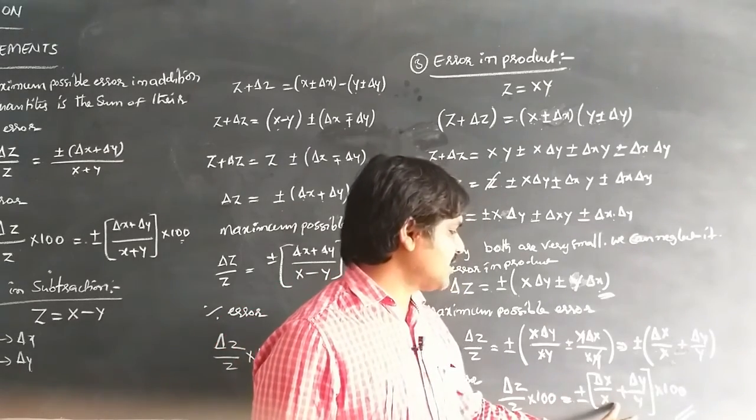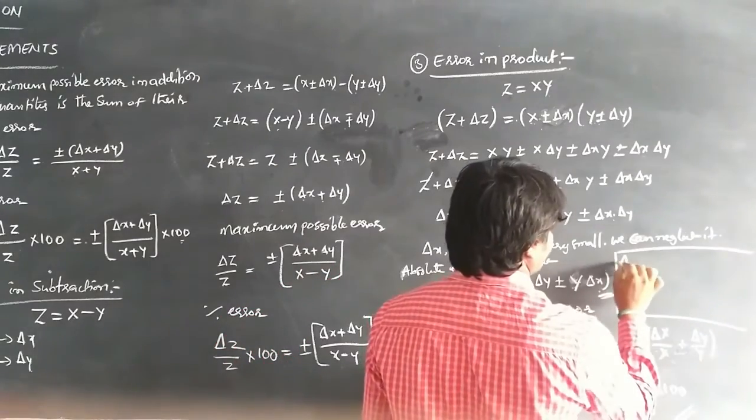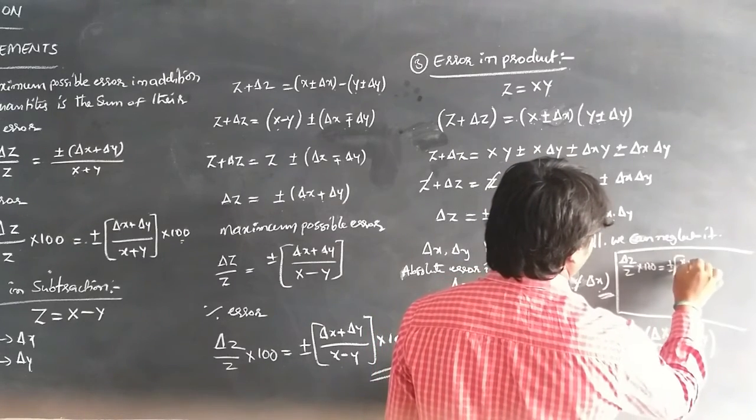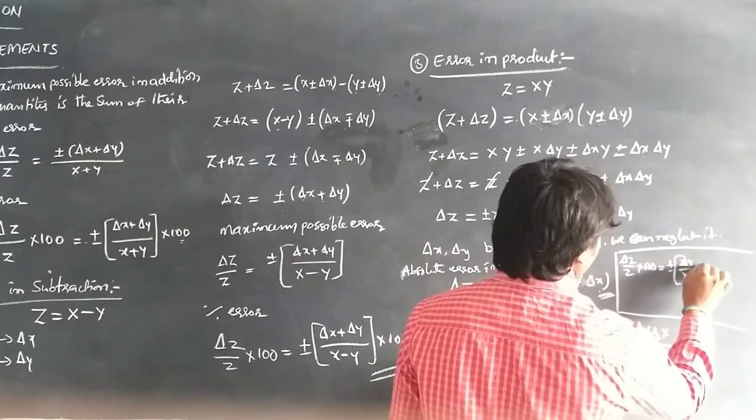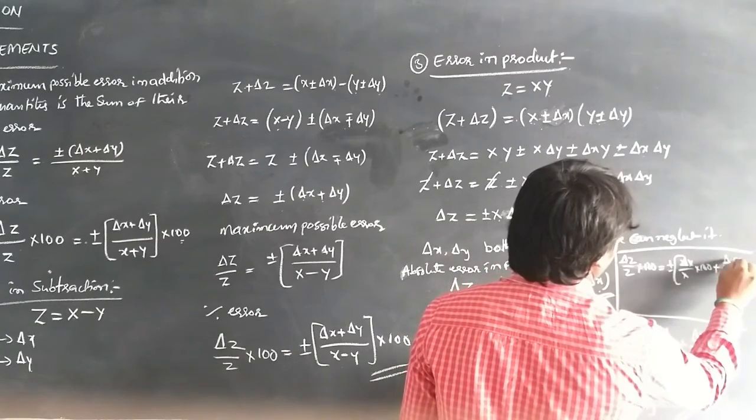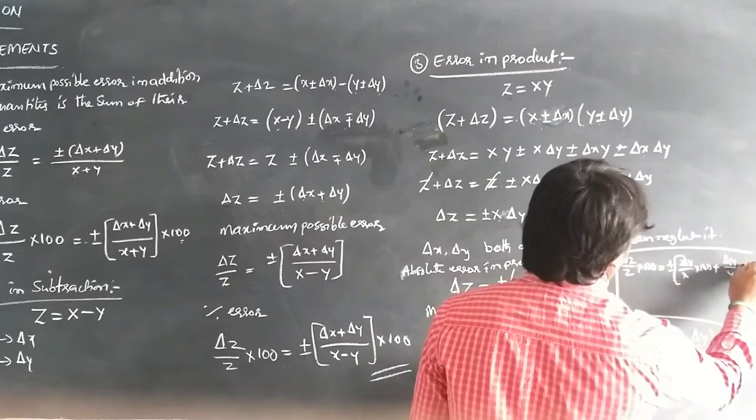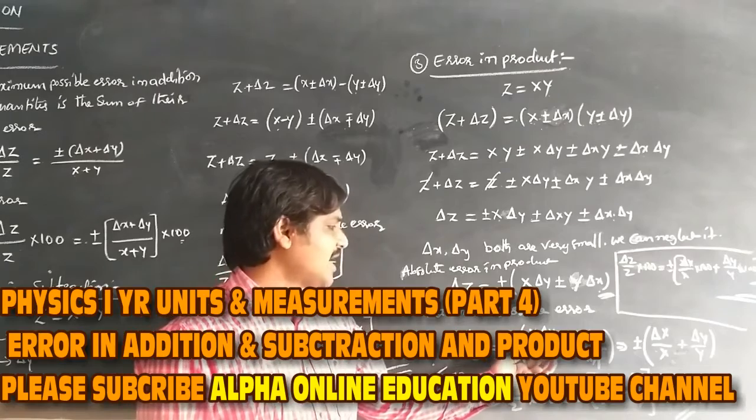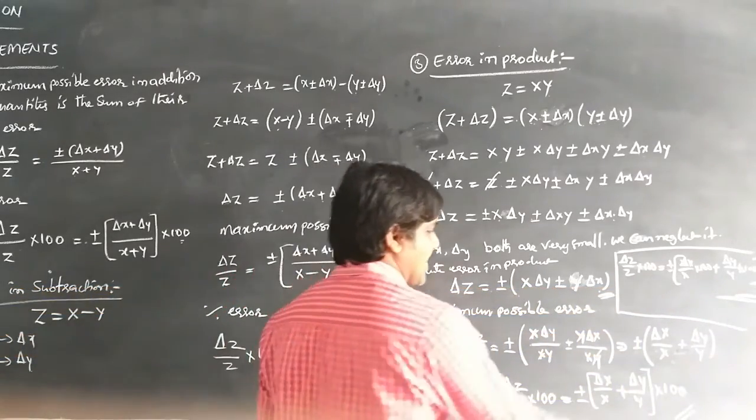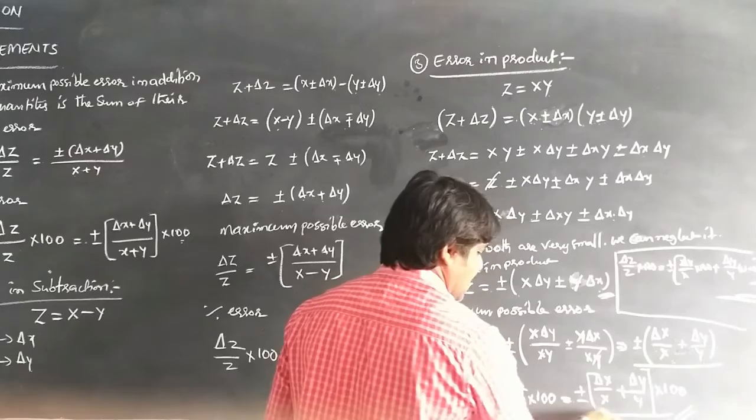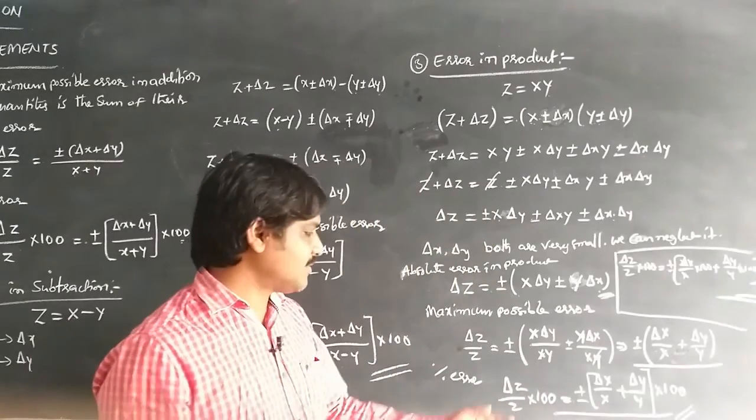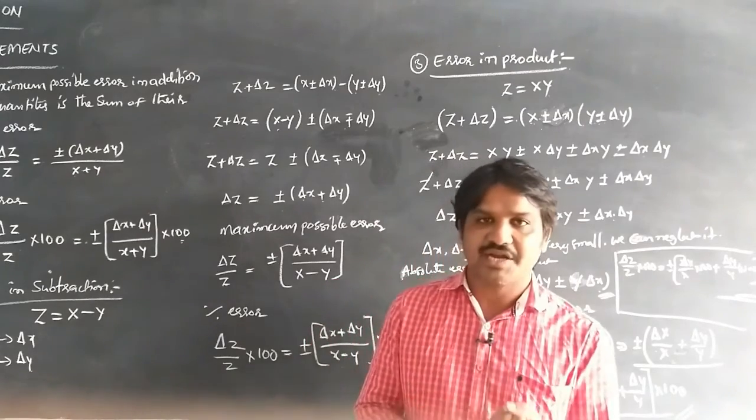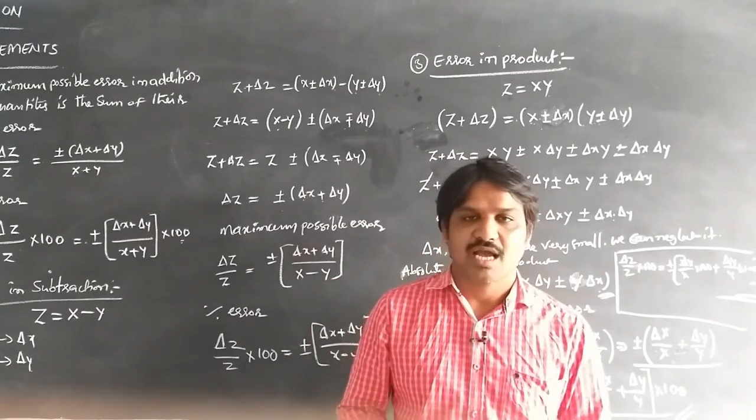The 100 can be written individually also like this: delta z by z into 100 is equal to plus or minus of delta x by x into 100 plus delta y by y into 100. Like this also we can write the percentage error. This is the maximum possible error formula, and this is the percentage error in relative terms. We can calculate the errors in addition, subtraction and product also.